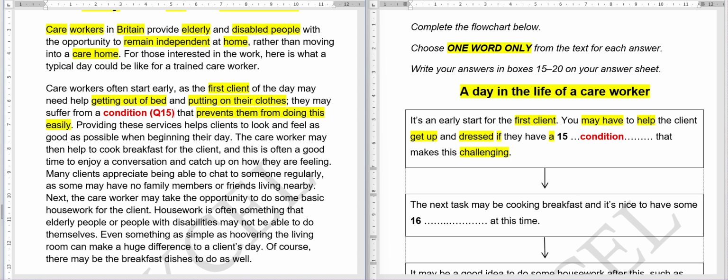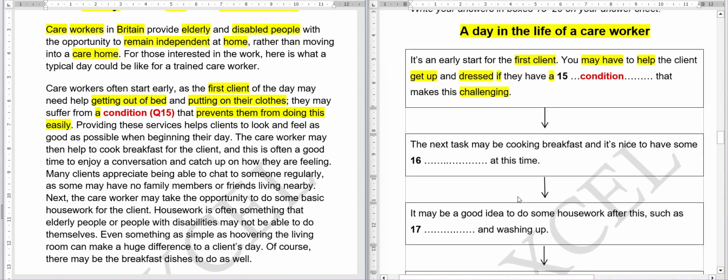So I hope everybody arrived at the correct answer. Again, I'm going to tell you why this is the answer. As I have already told you, for getting up, basically getting out of bed and dressed, putting on their clothes, they may suffer from a condition. And here is a written that makes this challenging, so prevents doing something easily, basically making it challenging. If somebody is preventing you from doing something easily, that just means that person is making it difficult for you. I hope it is clear.